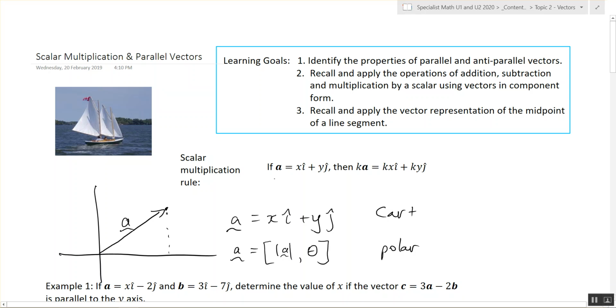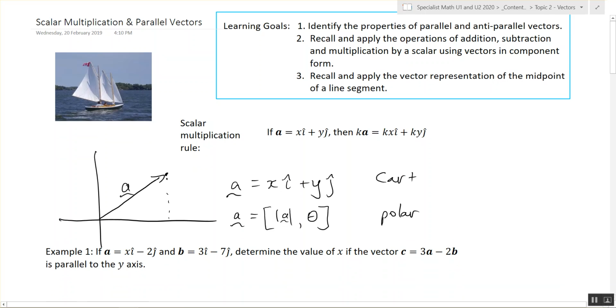Okay, so if we have a vector in Cartesian and we multiply that vector by what we call a scalar, the scalar is just a number, so we could multiply the vector by 2, then the x and the y you multiply by 2. It's very simple. So you can apply this for lots of different questions.